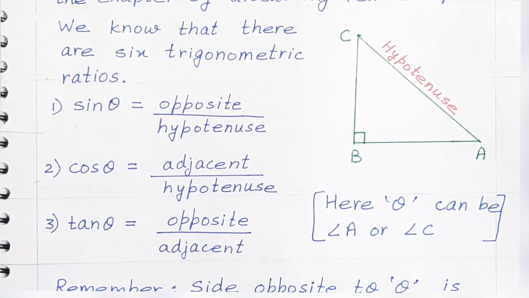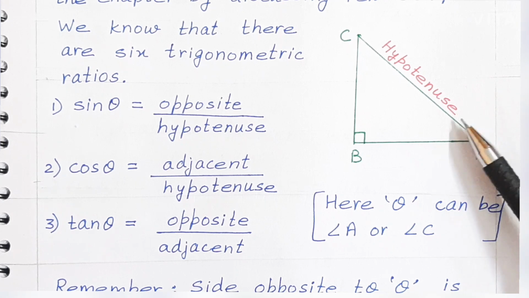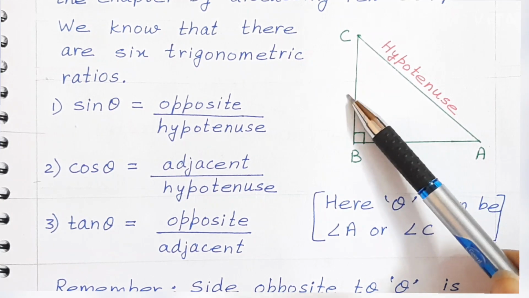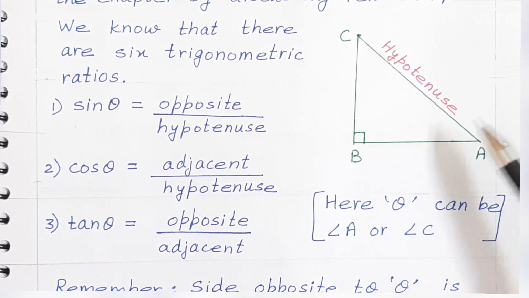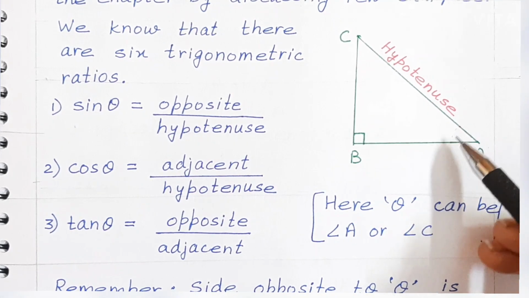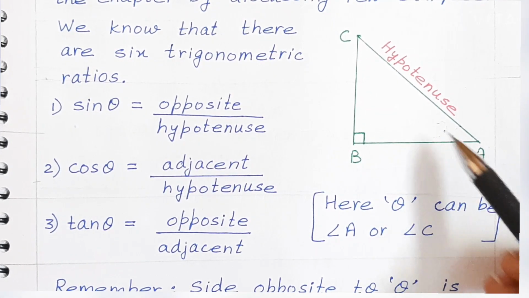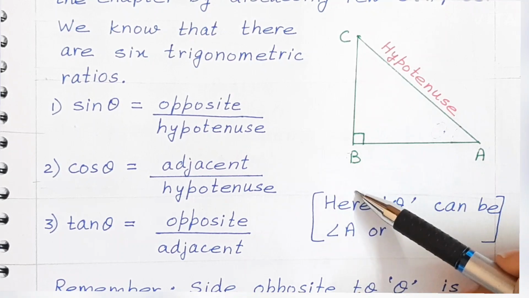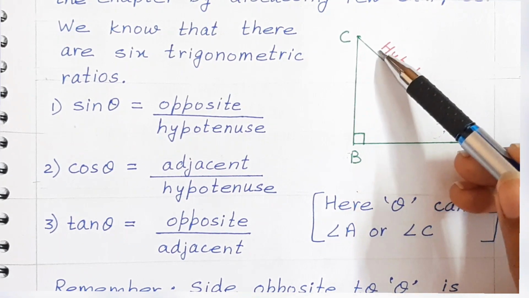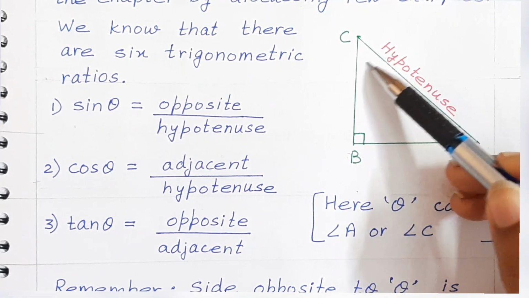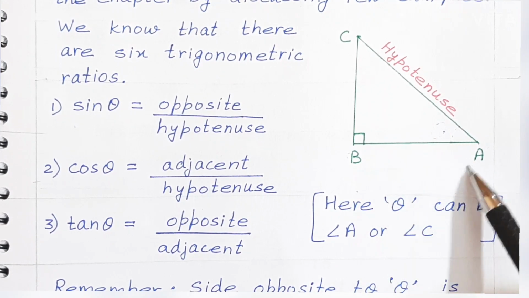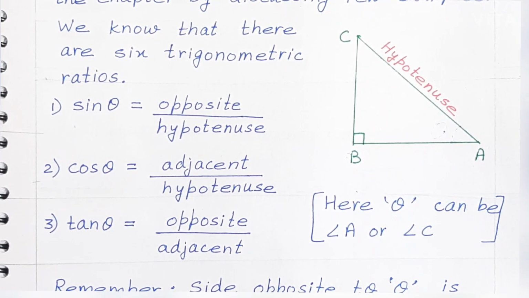Now students, remember one very important point here: the side opposite to theta is always the perpendicular. If theta is at point A, then BC is the perpendicular. And if theta is at point C, then AB is the perpendicular. Is it clear to everyone now?